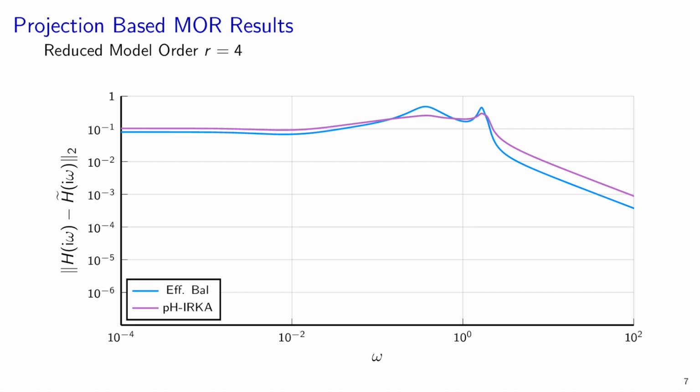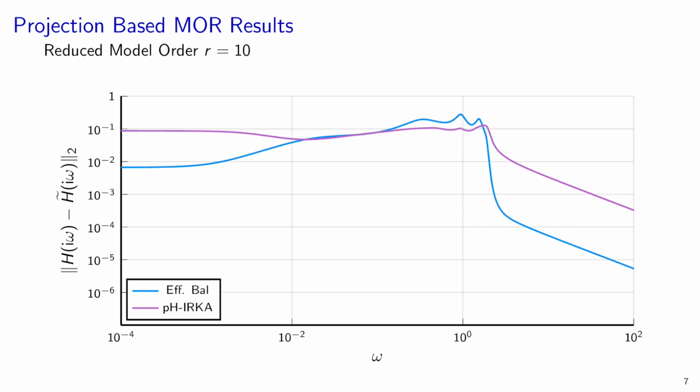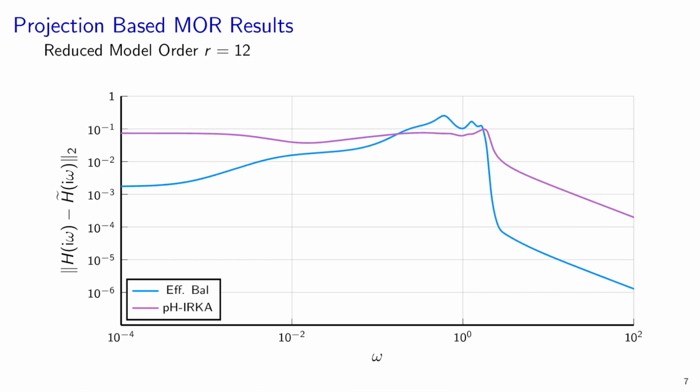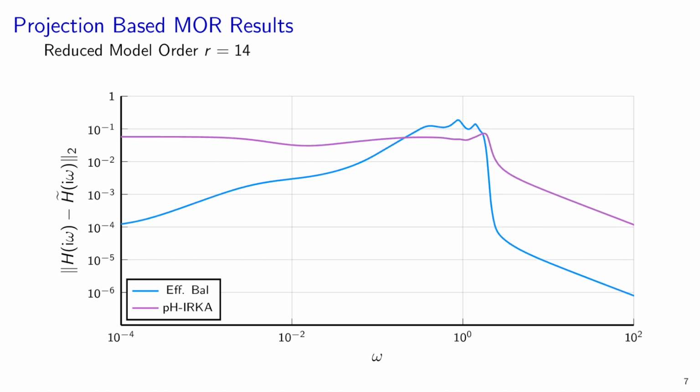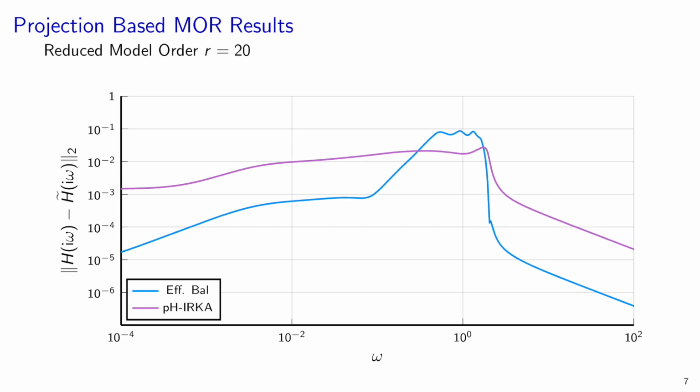But if we look at the frequency-wise error for increasing reduced model orders, we can see that it does not really decrease. So the large H-infinity error we saw in the beginning was not due to just one single unfortunate peak, but the approximation quality is bad over a wide frequency range.